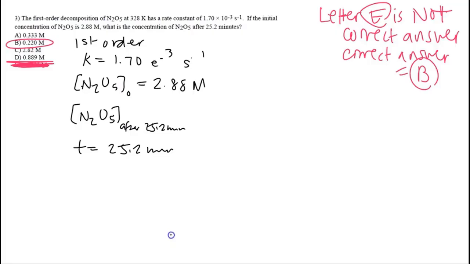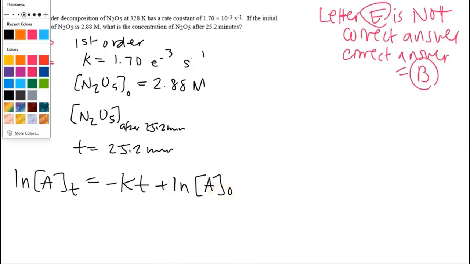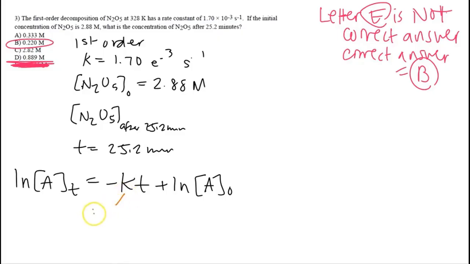So anytime you're thinking of time, whether it's half-life or time in general, you need to be thinking of integrated rate laws, okay? So the integrated rate law for first order is the natural log of whatever your final concentration is, at 25.2 minutes, equal to minus kt, so it's a negative slope for a graph, plus the natural log of whatever your initial concentration is. For us, they already gave us these numbers. We already know k is 1.7 times 10 to the negative 3 seconds to the minus 1. We know t is 25.2 minutes. We know the initial concentration is 2.88 molar. They want us to solve for this particular variable.